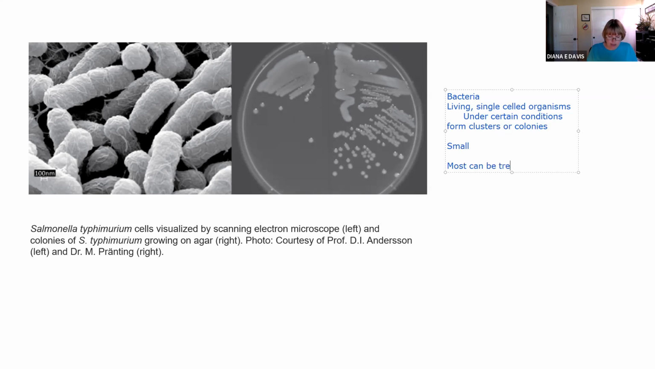Most can be treated with antibiotics, but antibiotic resistance is on the rise. Viruses are so much smaller than bacteria that there's no way to see those using a light microscope. They're just too small, no matter how much magnification you use. You have to use what's called an electron microscope.